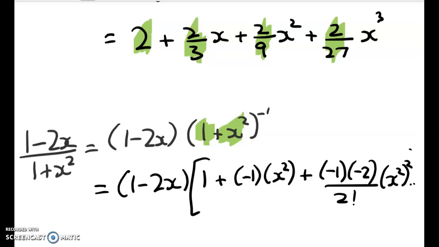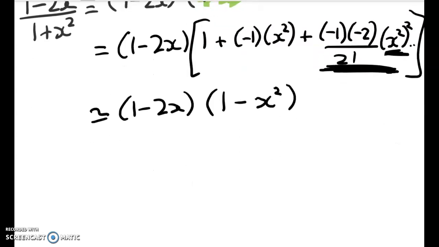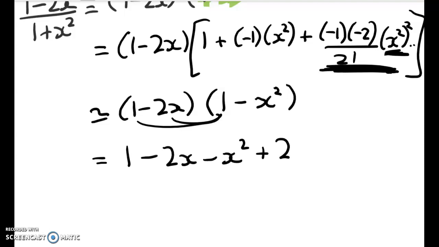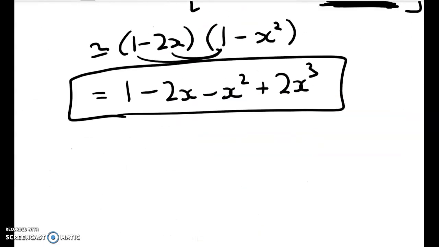But because I've got an x squared in here, you can see that here I've already gone further than I need to, because this is x to the power of 4. So this is roughly equal to (1 minus 2x) times (1 minus x squared). So we're just going to expand this out, and we'll get 1 minus 2x minus x squared plus 2x cubed. So that's as far as we have to take that. So we've got our two separate expansions done, and we've just got to add them together.